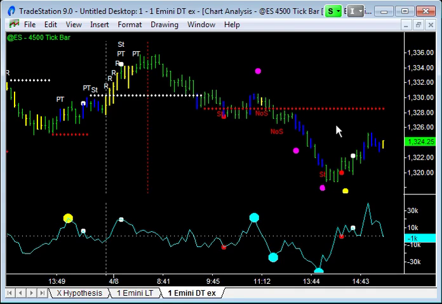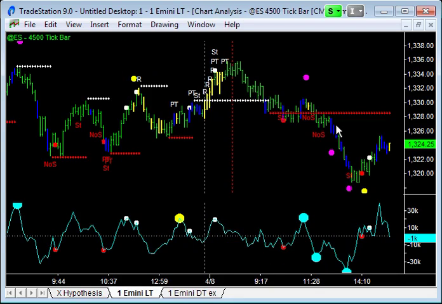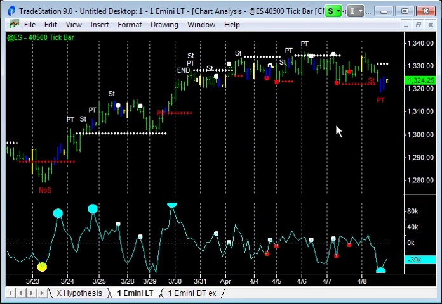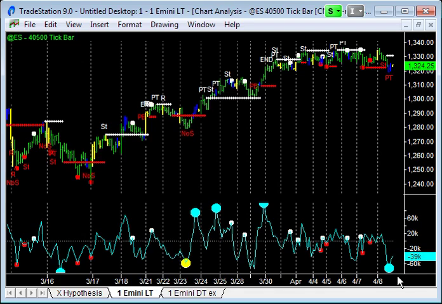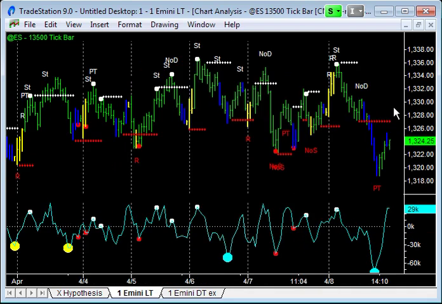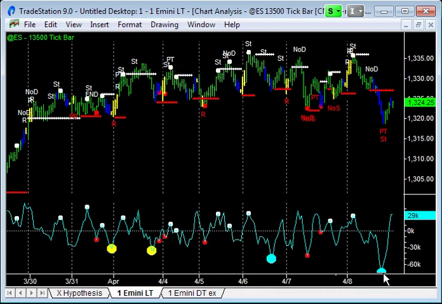But when I look back up now at my highest time frame charts, when I look at the 40,500 tip bar chart, this is really an important topping out type activity. So how far this goes, I don't know, but we're in a downtrend at this point. When we look at the 13,500 tip bar chart now, we've set off on the downside.